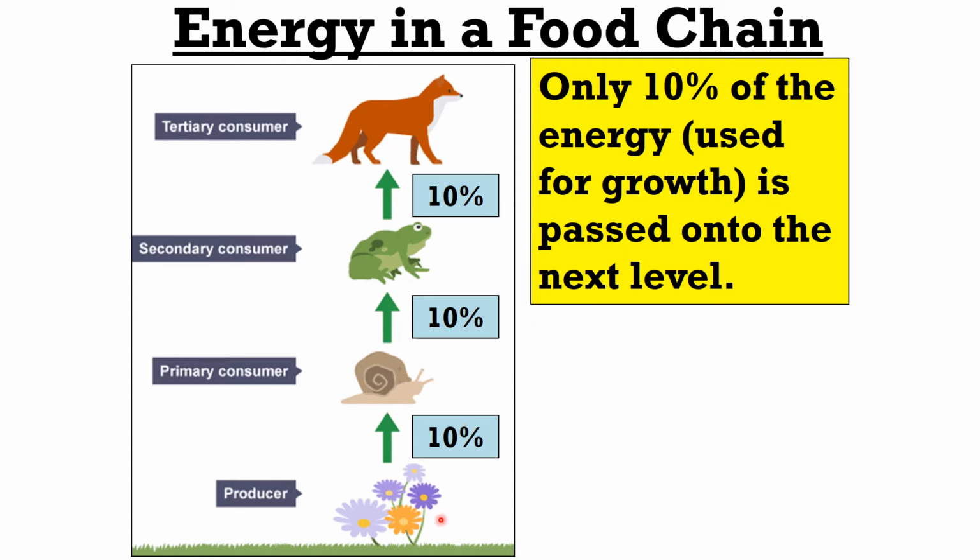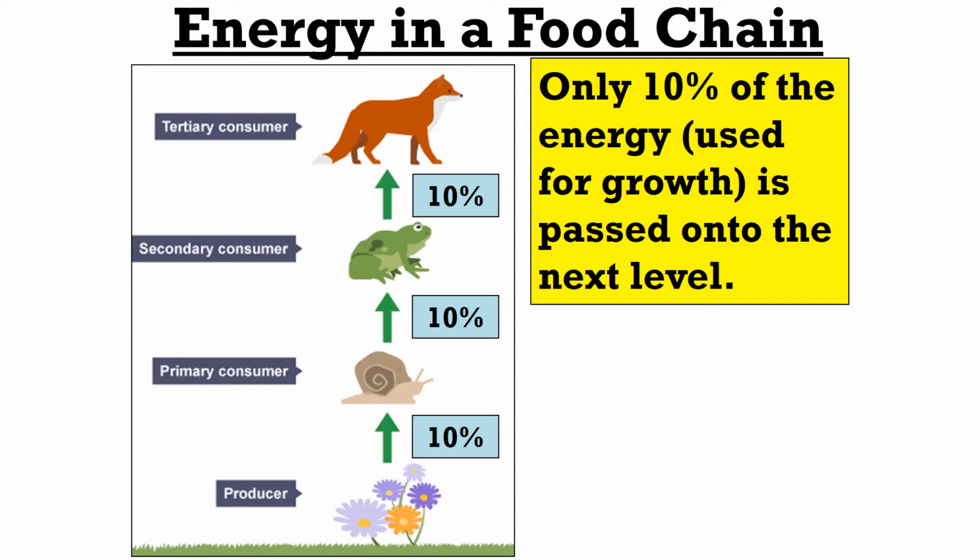So 10% of the energy within the producer is going on to the snail, and 10% of that is going on to the frog, and then 10% of that is going on to the fox. And that energy is the energy that's been used to grow. So that's the energy used for growth. I suppose in the animal you can think about it as the muscle and bone and whatever else, and that is what's passed on to the next level.